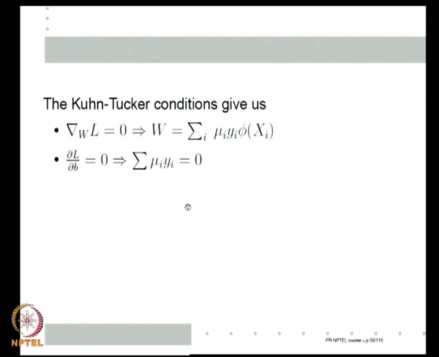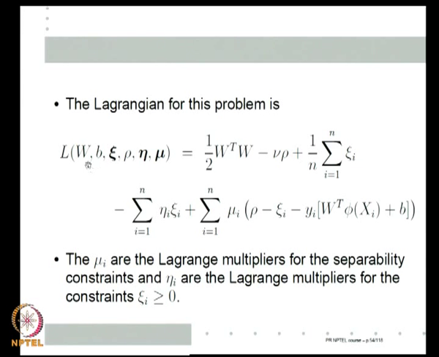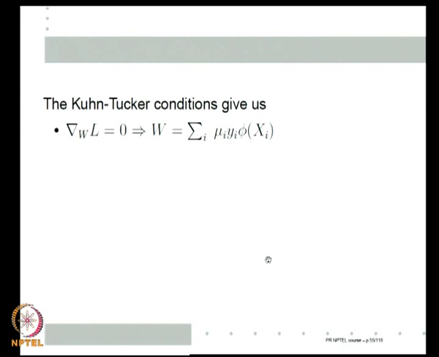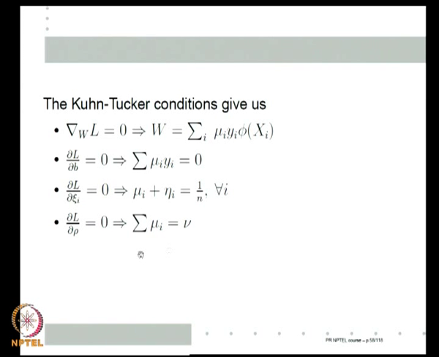Similarly, del L by del rho, if I differentiate with respect to rho, will give me minus nu from here and summation mu i from here. So, this nu that I have chosen as a user-defined constant should be equal to summation i equal to 1 to n mu i. That is a pretty interesting relationship. So, the Kuhn-Tucker condition specifies that summation mu i should be equal to nu. Then I have the feasibility, these are the two constraints that should be satisfied.